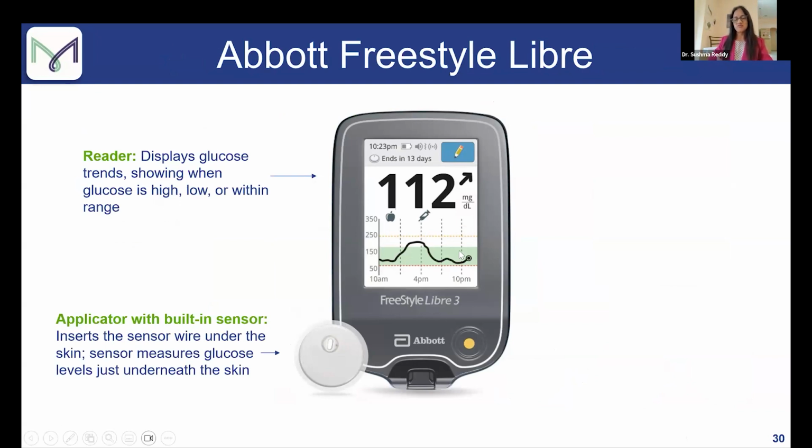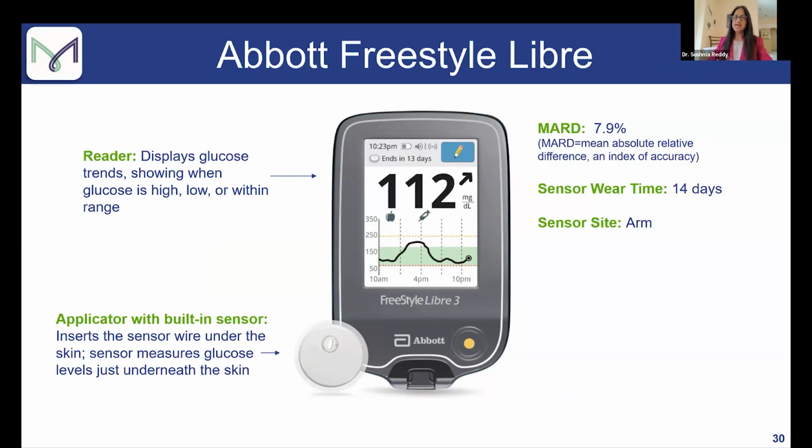They know where it's headed. They could look at the levels the last couple hours. So it's really helpful. They know where they are. They know where they're headed. And then we want to make sure they're accurate. So for CGMs, we use something called MARD that tells us how accurate a CGM is. And anything under 9 is good. And this one's 7.9. Each sensor is good for 14 days, and you typically wear it for the Libre on the arm.